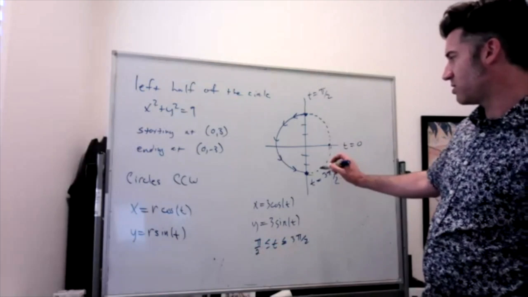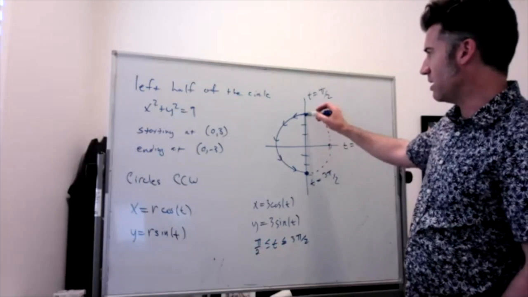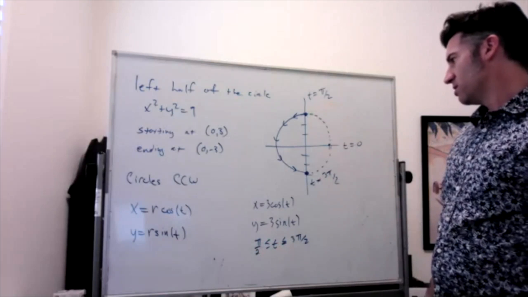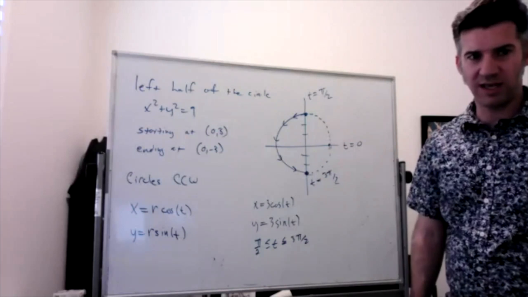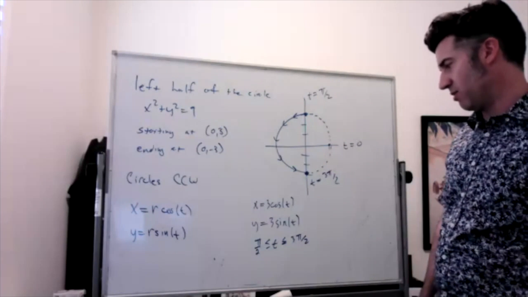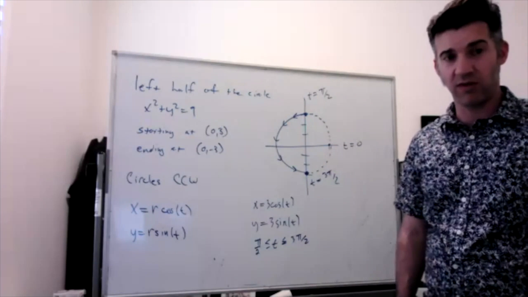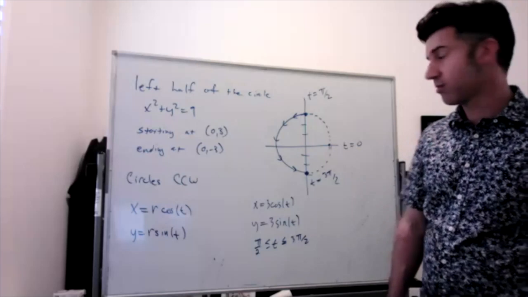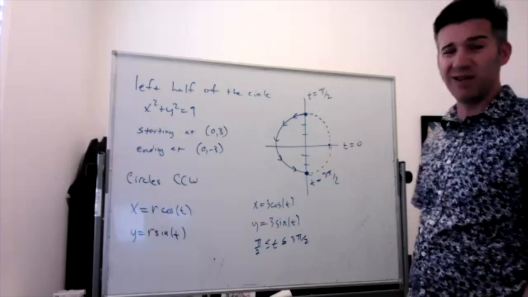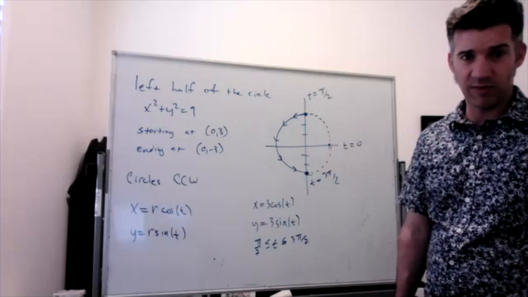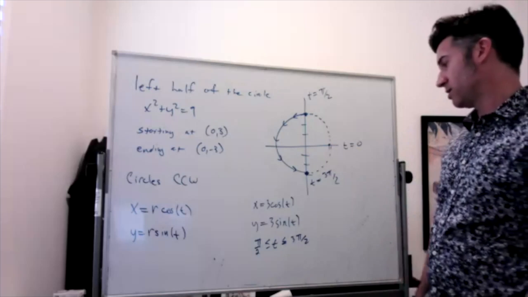Now, what if I wanted to start here and end here? It feels wrong to say you start at 3 pi over 2 and you end at pi over 2, but technically that would be a perfectly legitimate answer. If you don't like that, and I probably don't like that, that doesn't mean it's wrong. It just means I don't feel comfortable with it, but it's perfectly correct.